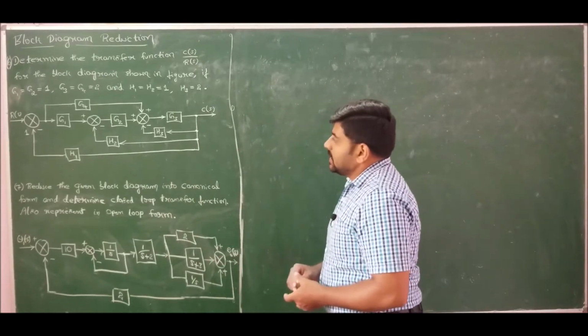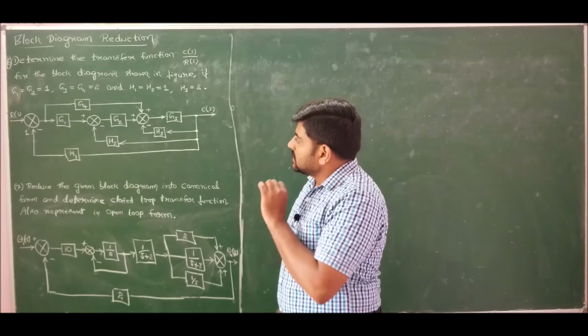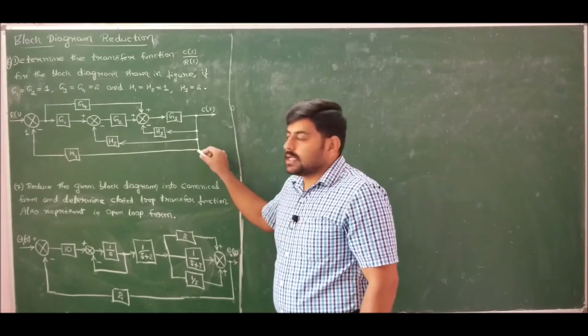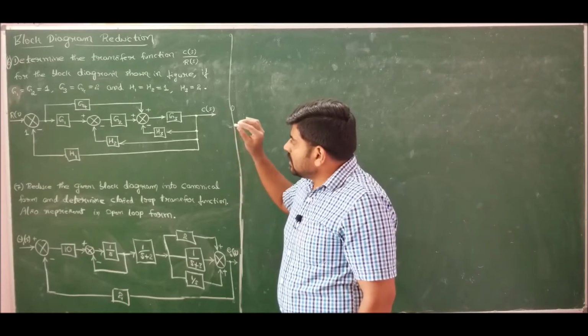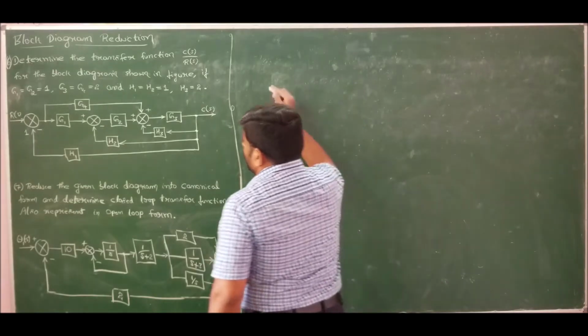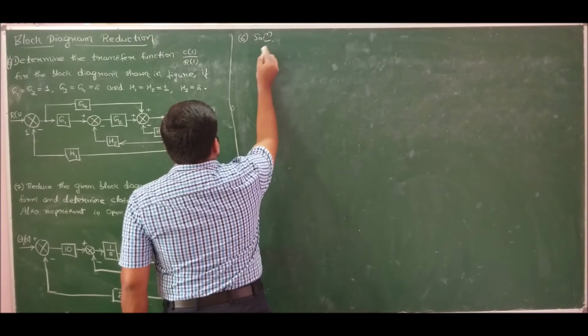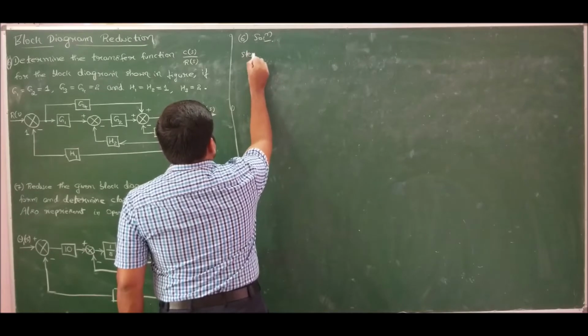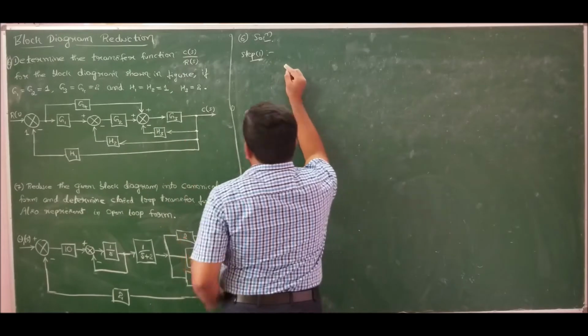Now as I said, in step 1, let us split all the combined summing points and takeoff points and write it properly so that we can clearly visualize how to proceed with the given problem. So therefore, if I move to the solution of problem number 6, in step 1 I will rewrite the problem by splitting all combined summing points and takeoff points.